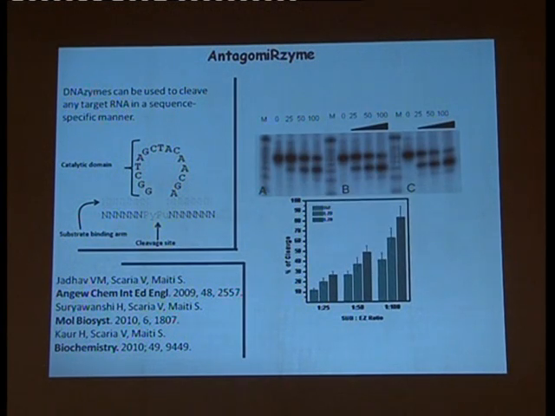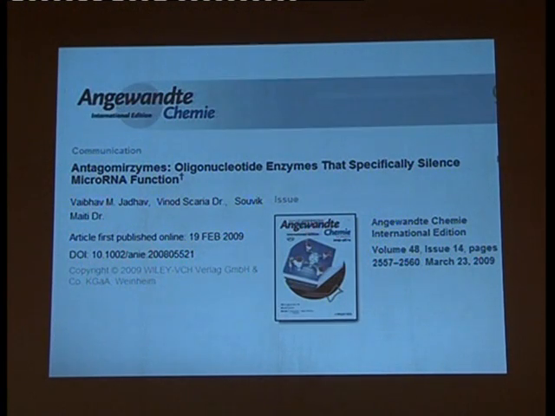So, we have placed this locked nucleic acid in between the arms of this enzyme, and we have shown that the ability of the enzyme goes up drastically. This is the normal one without modification, this is 2 modifications and 3 modifications, and this is a quantitative measurement. You can clearly see that when we modify 4 bases, the efficiency of these locked nucleic acid enzymes goes very high with respect to the normal case. We gave the terminology antagomirzymes, and it was published in Angewandte Chemie.